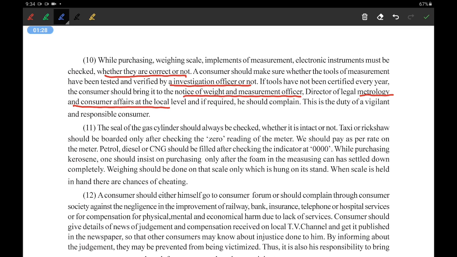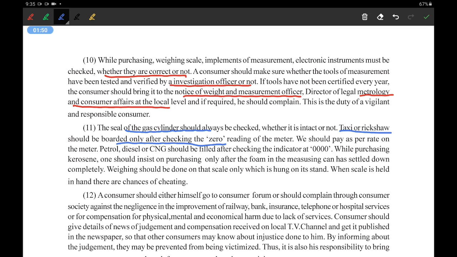The seal of the gas cylinders should always be checked. These are small things but very important. The seal should always be checked to see whether it is intact or not. A taxi or rickshaw should be boarded only after checking zero. When you go for the meter, you should always check that it is on zero reading. We should pay as per the rate on the meter.